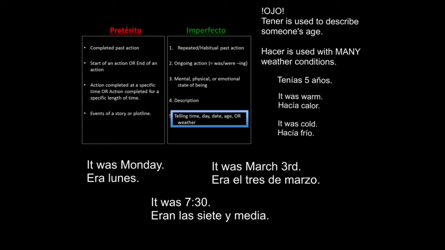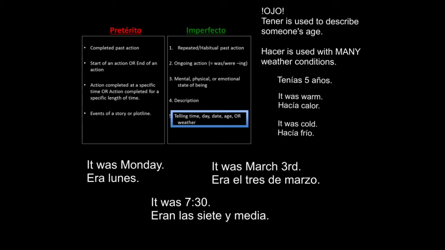This sentence describes the day in the past. It was March 3rd, era el 3 de marzo. This sentence describes the date. It was 7:30. Eran las 7:30. This sentence is describing the time of day. You can also use the imperfect when talking about age, such as tenías 5 años, you were 5 years old, or talking about the weather.